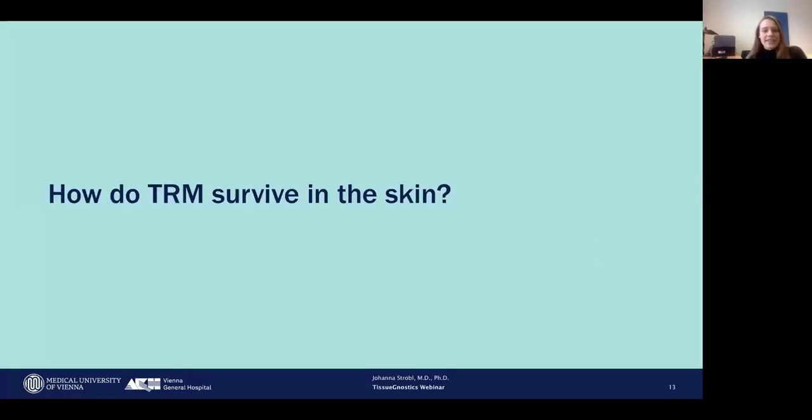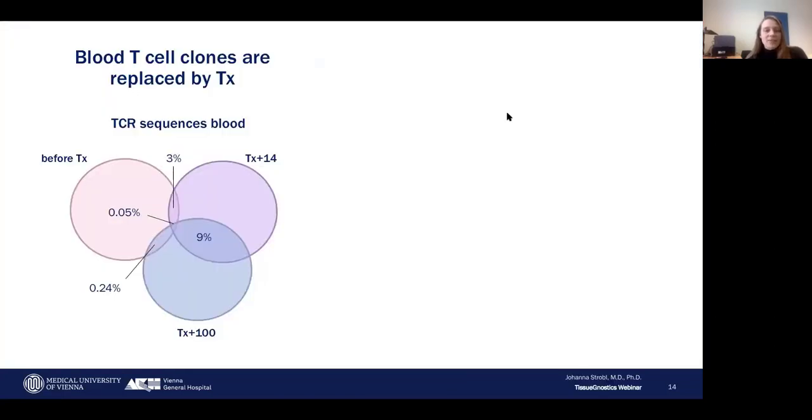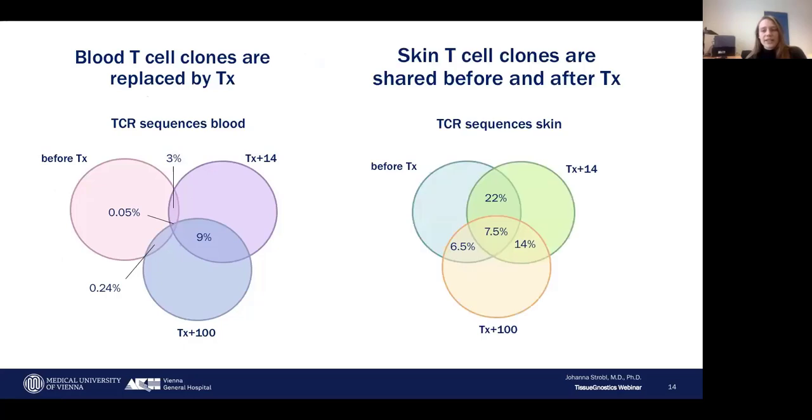So we next asked how TRM can survive in the skin. And for this, we first looked at T-cell receptor clones. And also here we saw that blood T-cell clones were completely replaced by the infusion of donor cells. And in skin, we saw that a large amount of clones was still shared between different time points after transplantation.